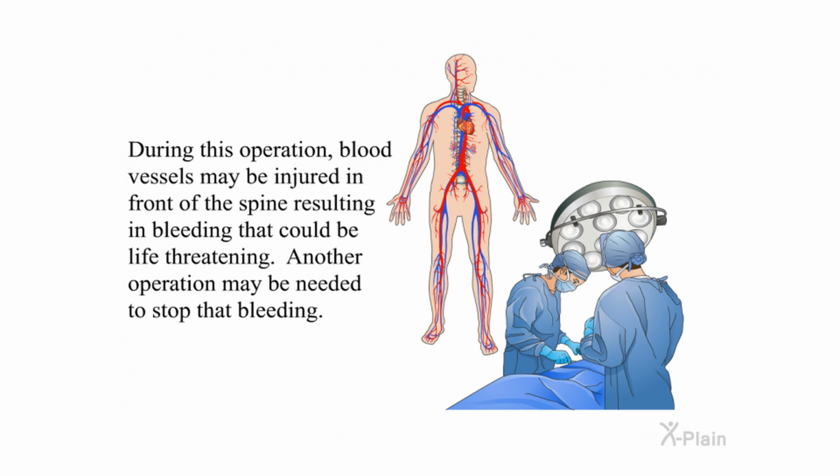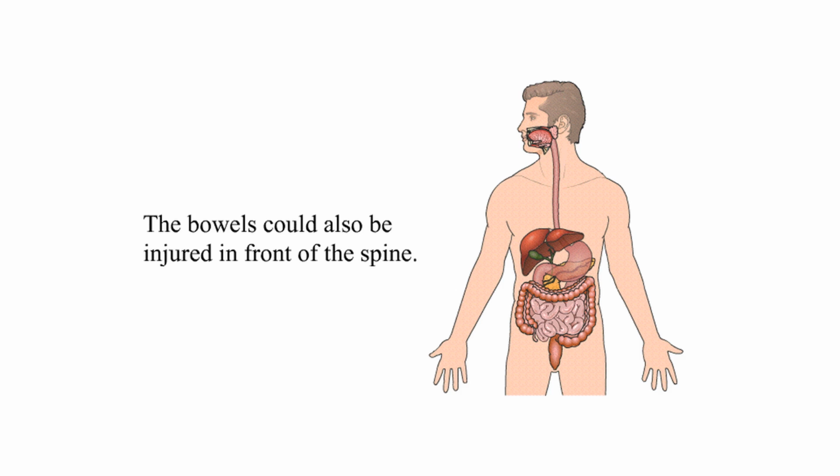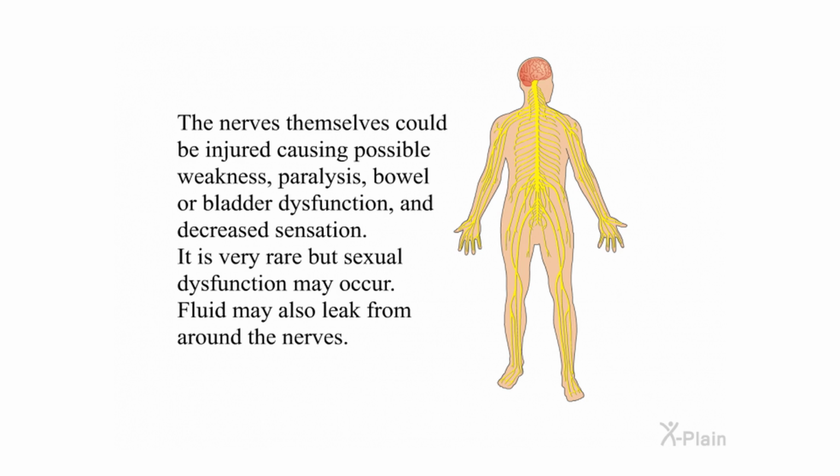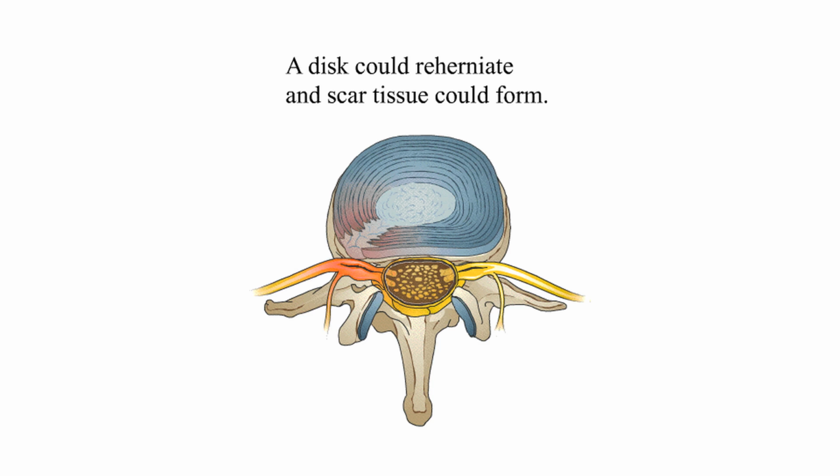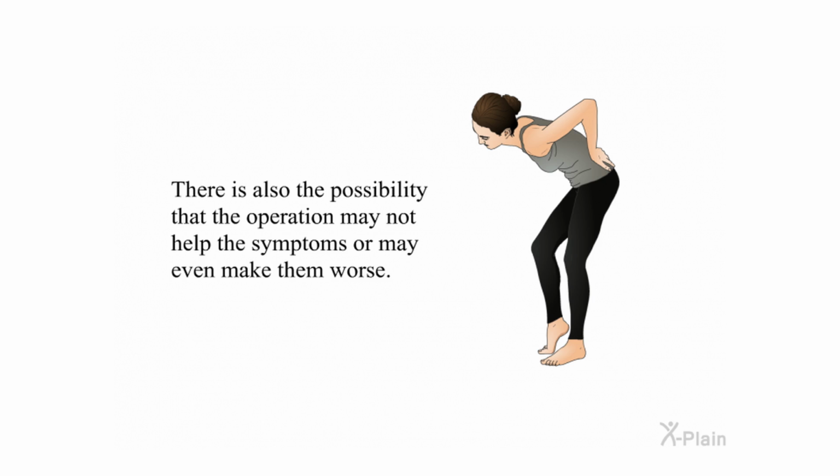During this operation, blood vessels may be injured in front of the spine, resulting in bleeding that could be life-threatening. Another operation may be needed to stop that bleeding. The bowels could also be injured in front of the spine. The nerves themselves could be injured, causing possible weakness, paralysis, bowel or bladder dysfunction, and decreased sensation. It is very rare, but sexual dysfunction may occur. Fluid may also leak from around the nerves. A disc could reherniate and scar tissue could form. There is also the possibility that the operation may not help the symptoms or may even make them worse.